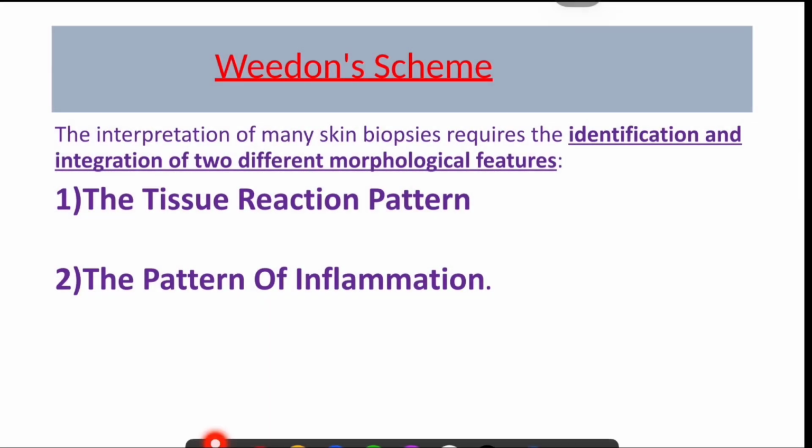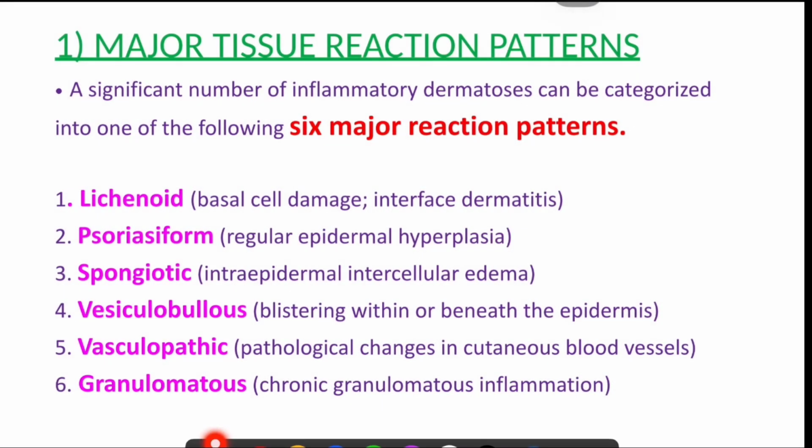First of all, Weedon's scheme. In this scheme, there are two main morphologic features. One is tissue reaction pattern, second is the pattern of inflammation. So, there are 6 major reaction patterns, and a significant number of inflammatory dermatoses are categorized in these 6 major reaction patterns. First is lichenoid, psoriasiform, spongiotic, vesiculobullous, vasculopathic and granulomatous.